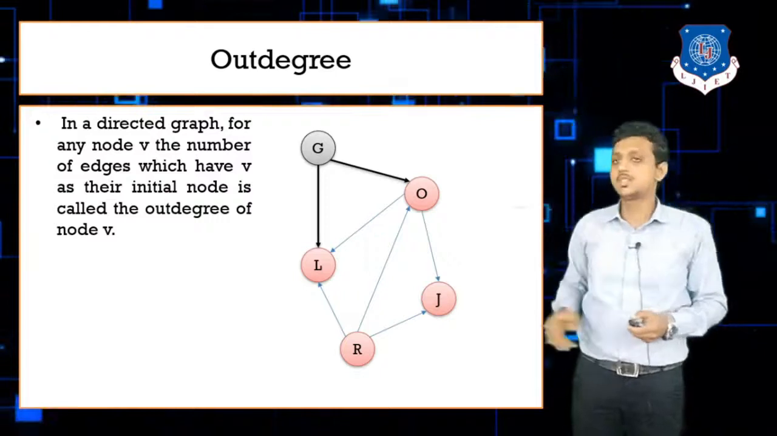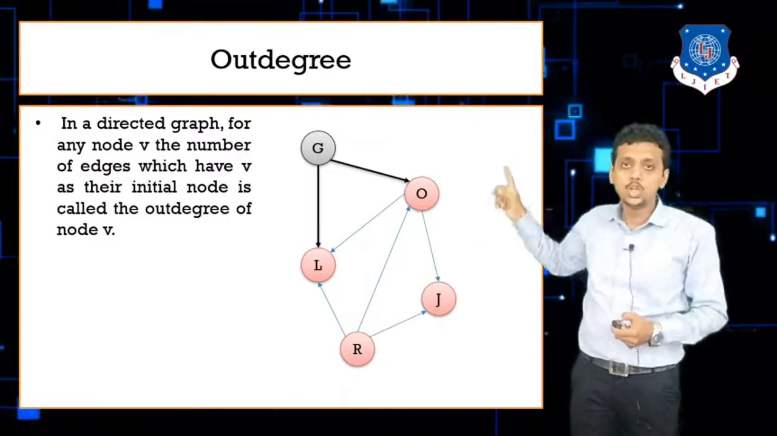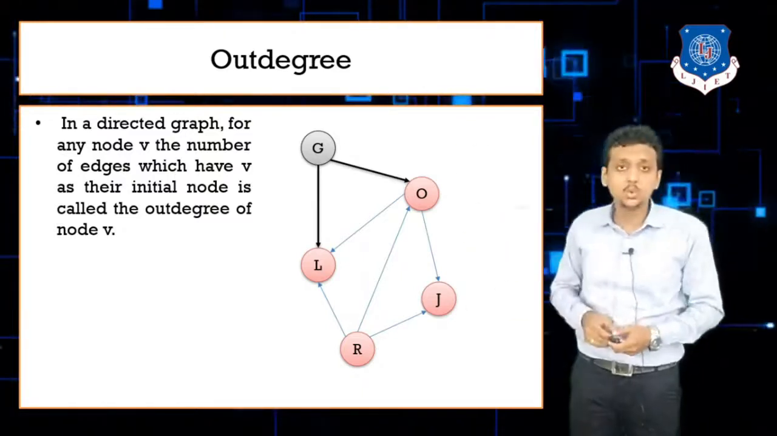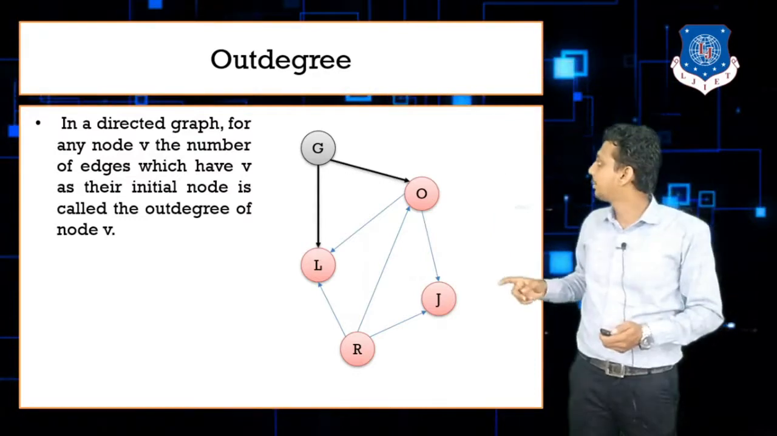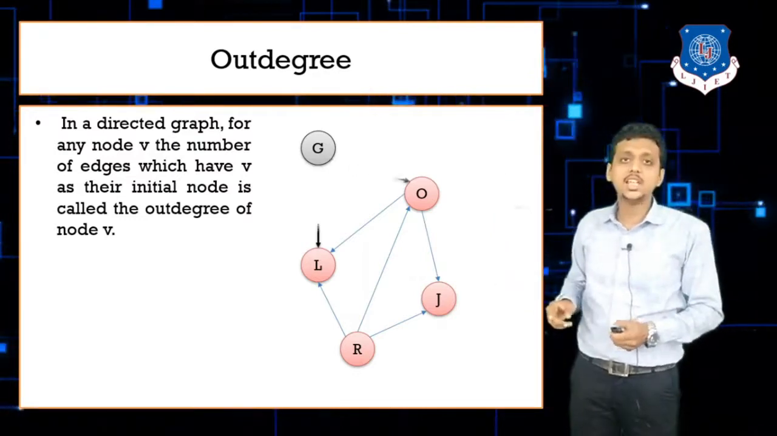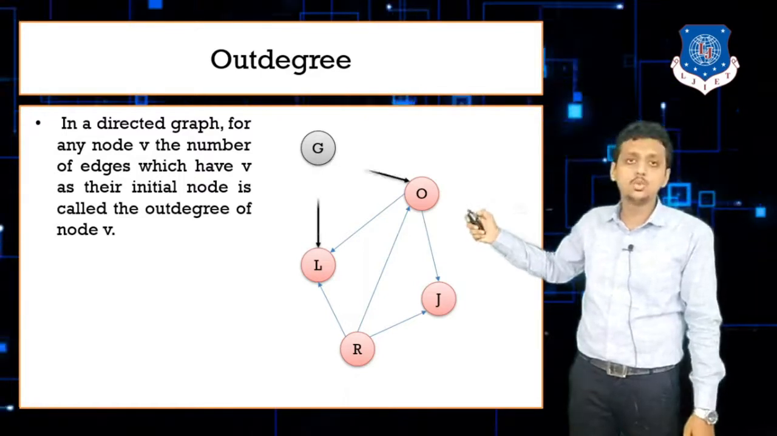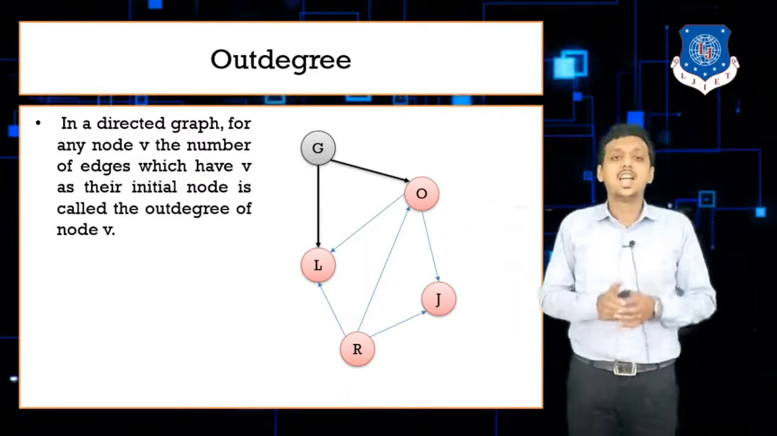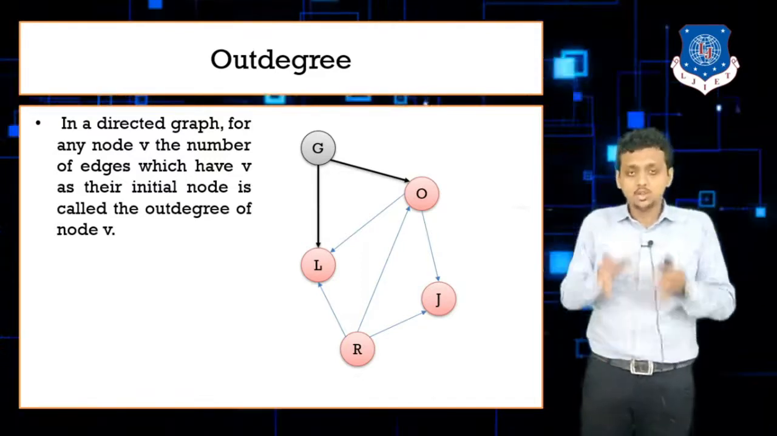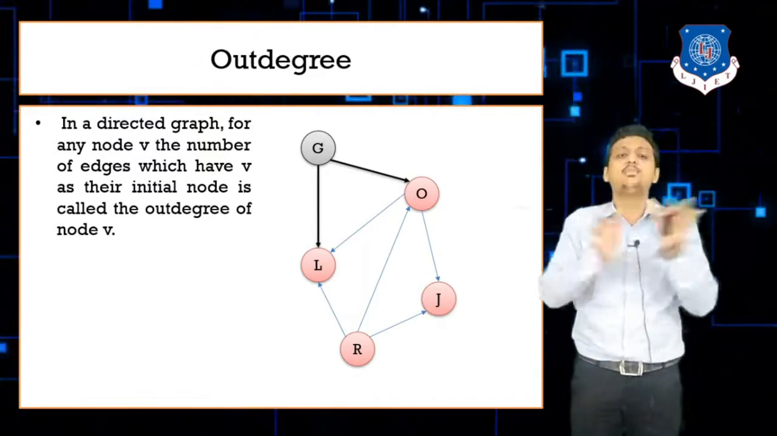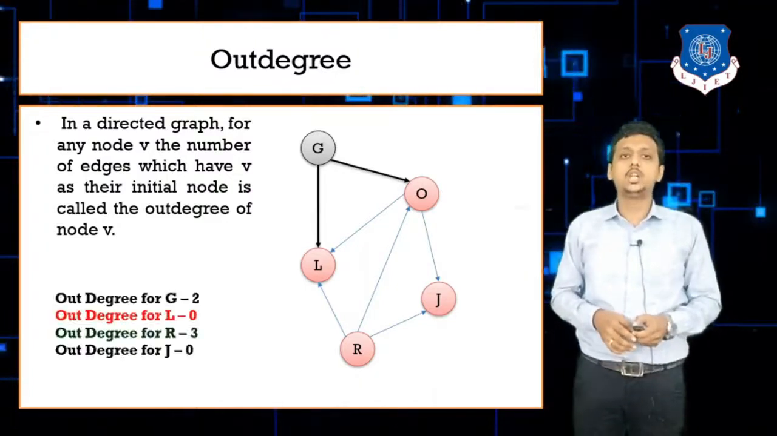So there are 2 edges, G to L and G to O. See these 2 edges. I am again showing it: G to L and G to O. These 2 edges are initiated from G. So the edges which are going outside from the node are known as out degree. So G contains out degree 2.